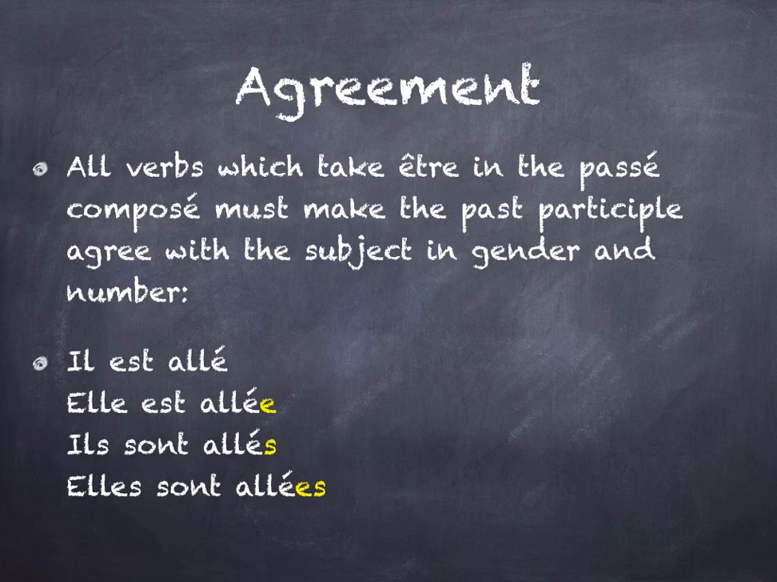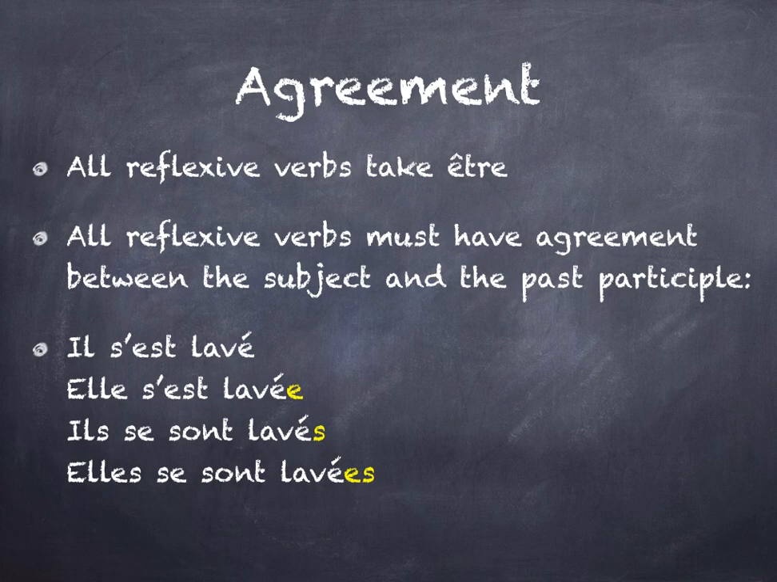Same thing with number. We have to add an s to make things plural. So il est allé becomes ils sont allés. And if it's, of course, feminine and plural, we have to add both the e and the s. Elles sont allées. We're going to do the exact same thing with reflexive verbs because all reflexive verbs take être, and all verbs that take être have to agree. Therefore, all reflexive verbs in the past participle must have agreement between the subject and the past participle.